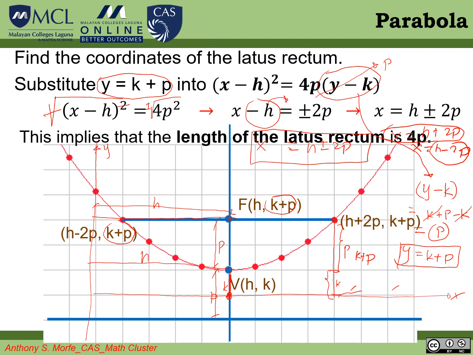So this implies that the length of the latus rectum is equal to 4p. You understand that? So the length of the latus rectum is equal to 4p. Any question? I hope you understand our discussion, class. One thing you need to remember, please take a screenshot of this slide before I erase them.